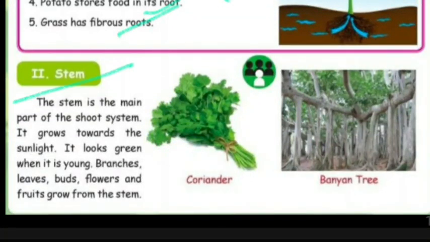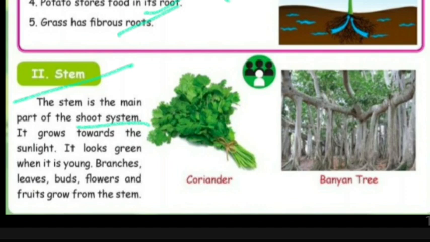Now stem. The stem is the main part of the shoot system. The root system is under the soil. Above the ground is known as the shoot system. In the shoot system, stem is the first part. So stem is the main part of the shoot system.